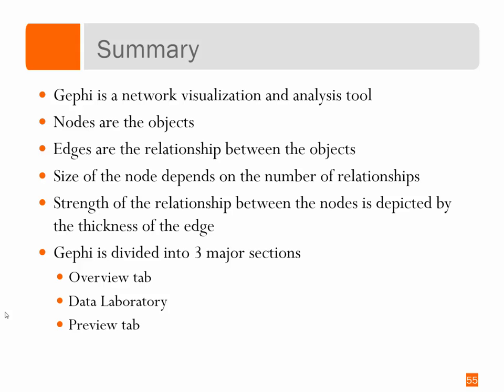The size of our nodes depends on the number of relationships. There are lots of different ways that we can configure how the relationships define the size of the node. The strength of the relationship between the nodes is depicted by the thickness of the edge or the line. So if you have thick lines, it's a lot more relationship than if you have thin lines. And then Gephi is divided into three major sections. We have the Overview tab, the Data Laboratory, where we load our data, and then the Preview tab, where we can preview how our completed visualization will look.